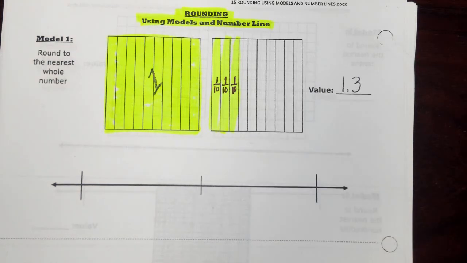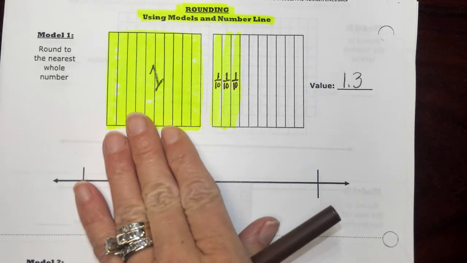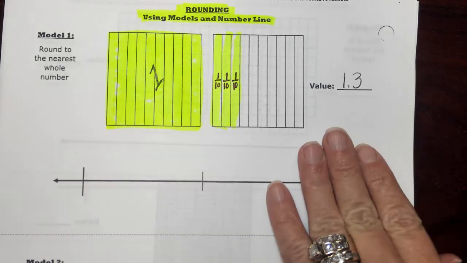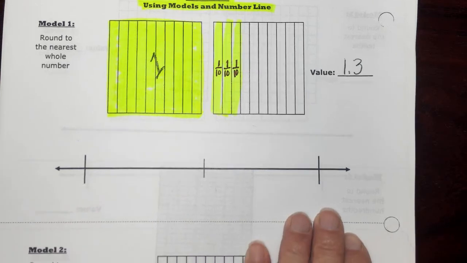Do you agree with that, Travis? Okay, and you as well, Clayton? All right, and Caroline? Good. So that's one way to look at this. I'm thinking, yes, it is closer to just one whole model instead of on its way to being 2 whole models. Another way would be to look at the number line.